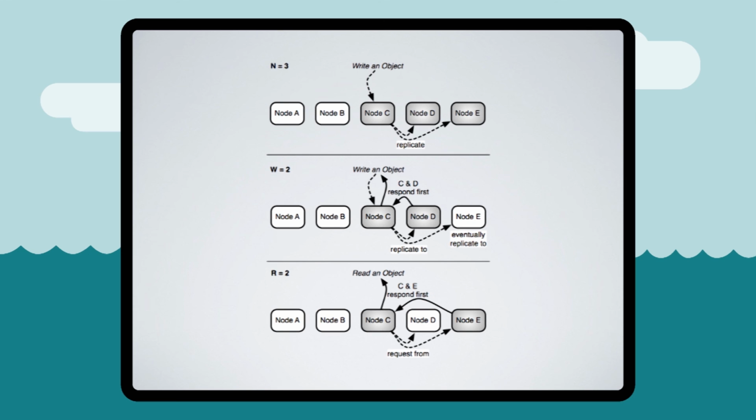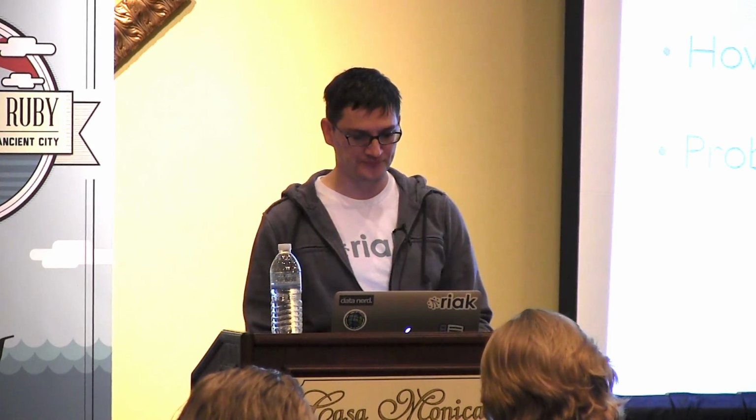N is the number of nodes replicated to. W, in this case, since I set W to 2, it writes to these 2 green ones, but it replicates in the background to this one. But it has responded before that replication has occurred. Same thing, R equals 2. I read from any of these 3, so I read from 2. And the first 2 to respond are the ones that you get the result from.